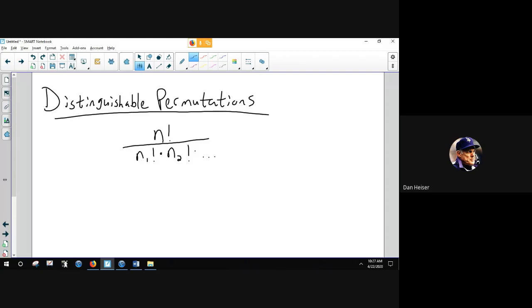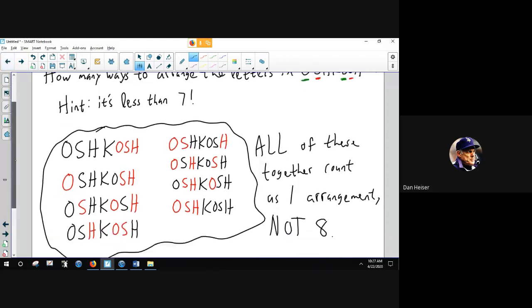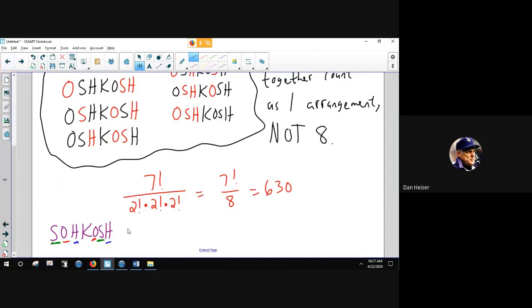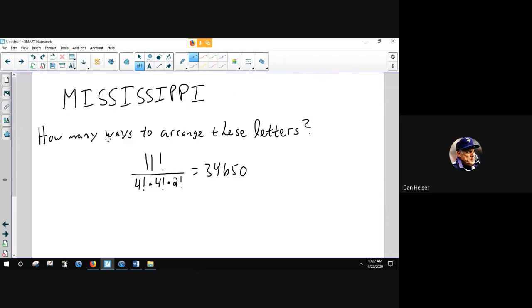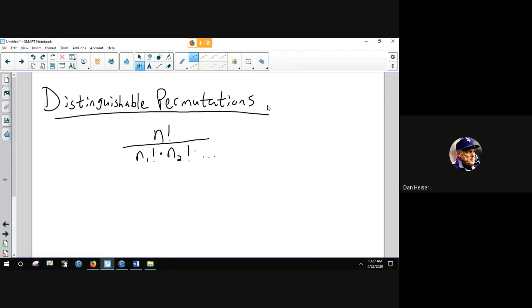So in our Oshkosh example, we had 2 O's, 2 S's, 2 H's, so 2 factorial three times. In our Mississippi example, we had 4 I's, 4 S's, 2 P's. Whatever item repeats, the number of times it repeats, factorial. Item that repeats, that number of times, factorial, and so on. Distinguishable permutation.